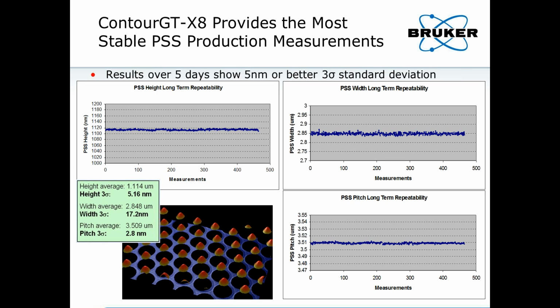The Contour GT-X8 will provide the most stable PSS production measurements over time for areas where the pitch is within the diffraction resolution of the optical microscope. You can see here for long-term repeatability on height, width, and pitch, you have 3 sigmas for height on the order of 5 nanometers, widths on the order of 17 nanometers, and pitch on the order of 2.8 nanometers, showing results over 5 days with excellent repeatability for these types of structures.